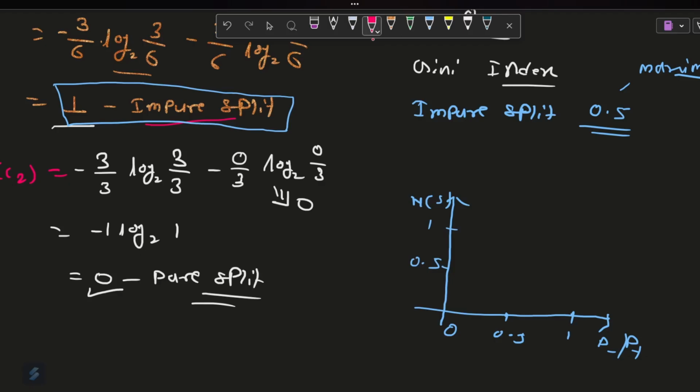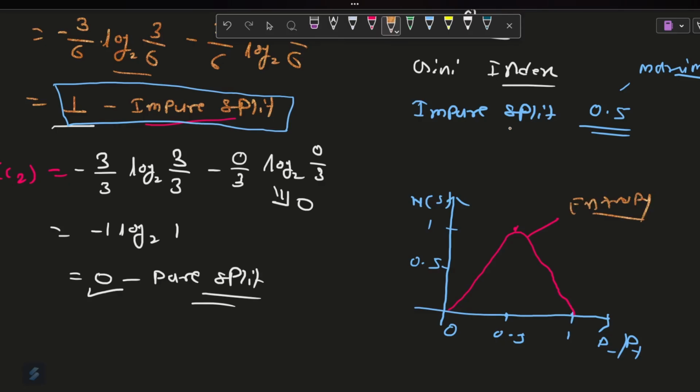When we use a graph, for entropy the maximum is 1, right? Maximum is 1. So when you create a graph, the graph looks something like this. This is the graph for entropy.